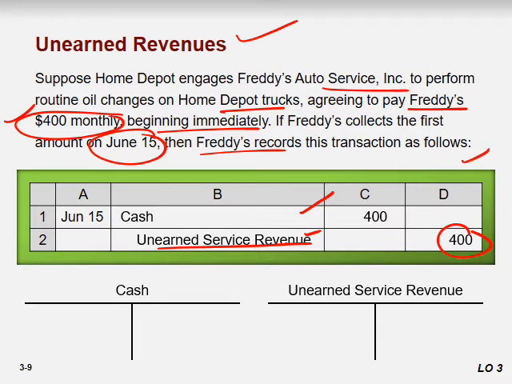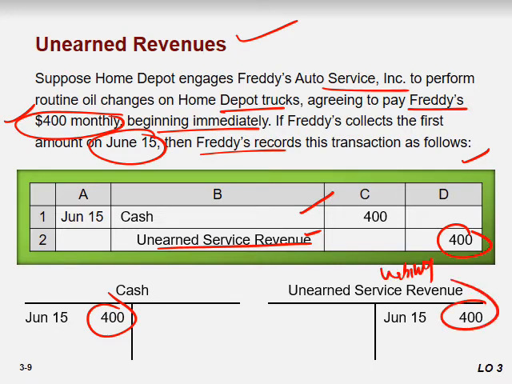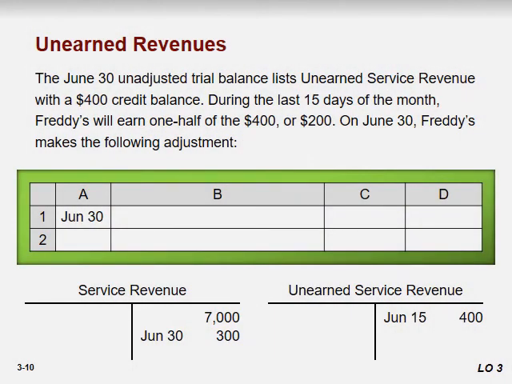When you post this journal entry, cash is going to be debited here, and unearned service revenue, which is a liability, is credited with 400. And now the June 30 unadjusted trial balance lists unearned service revenue with the 400 current balance, right? This one was June 15. But now we're talking about June 30.